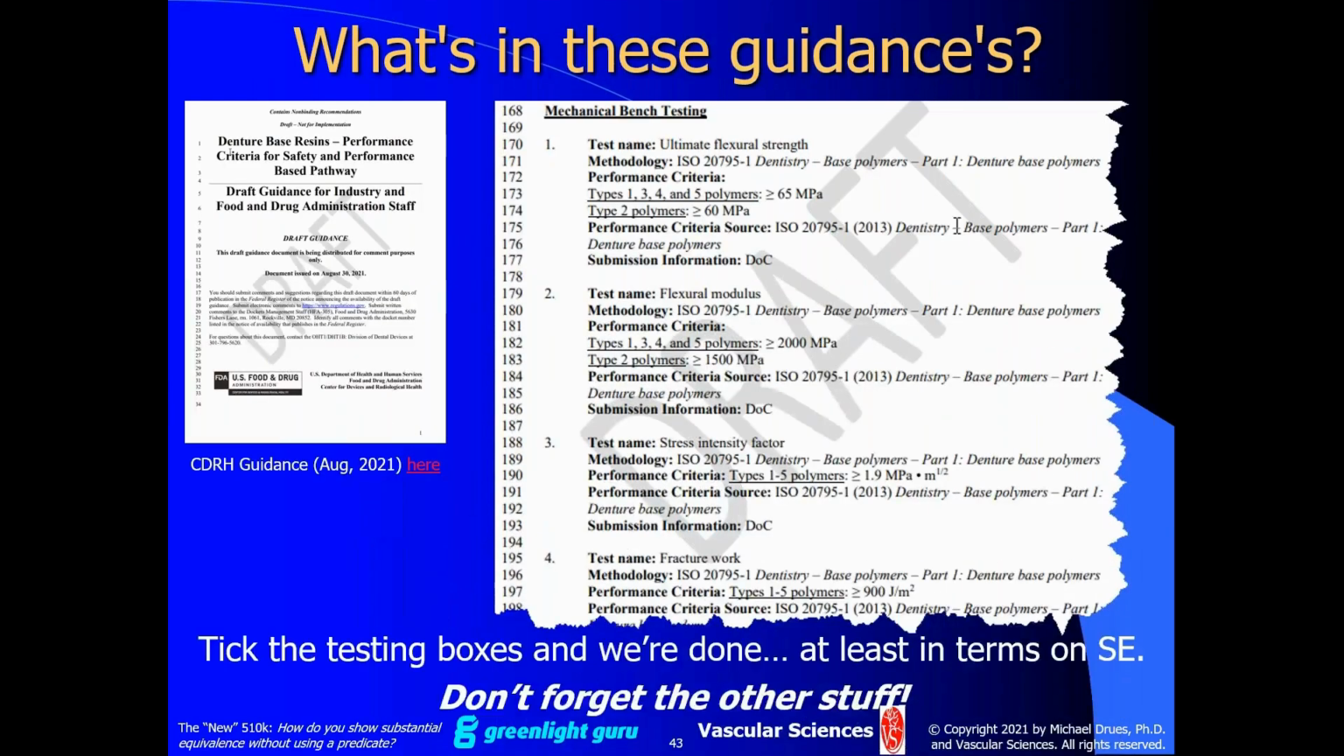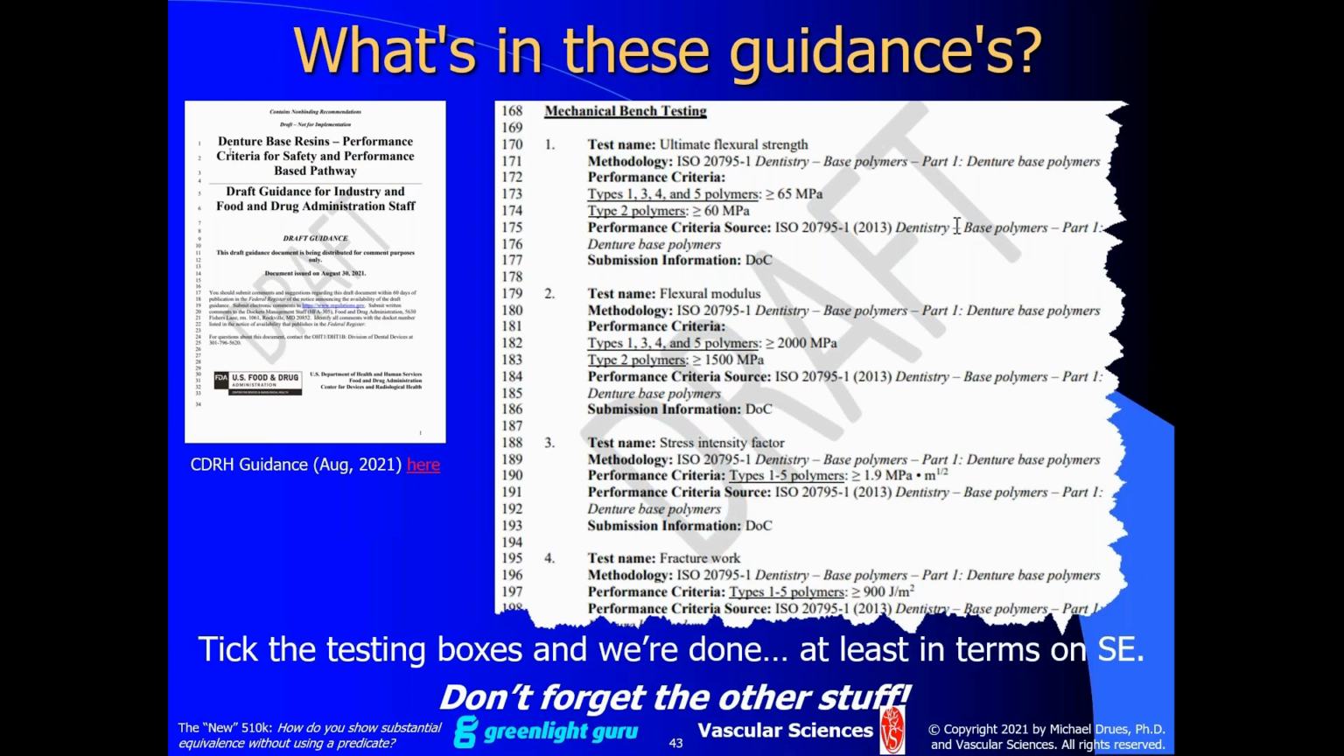But what's in there? Well, if we take a quick look, and this is, again, just as a random example, at the denture resin guidance, what you'll see in here, among other things, and this is probably the most important thing in these guidances, is the specific testing that you have to do to show conformance to the standard. The specific testing, test number 1, and they specify exactly what it is. If it's an ISO test, what the performance criteria are, and so on. Test number 2, what it is. Test number 3, what it is, and so on and so on.